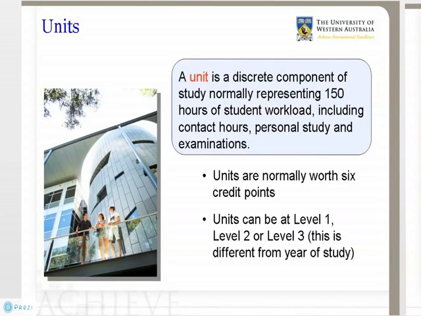Units can be at level 1, 2 or 3, and level 1 is different from year 1. Okay. Level 1 units are typically studied in year 1, level 2 units are typically studied in year 2, and level 3 units are usually taken in year 3, but not always. For example, you may choose to study part-time. You have up to 10 years to complete a 3-year undergraduate degree.